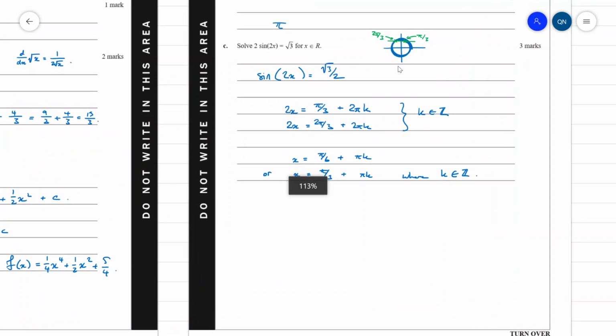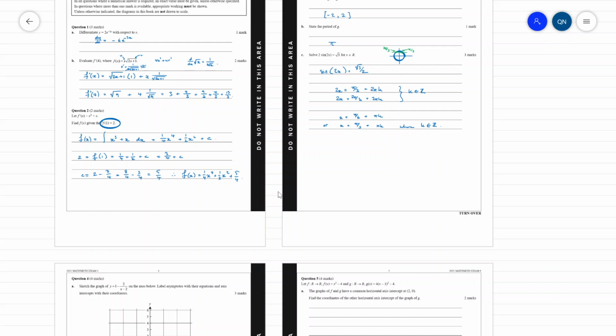Yeah, hopefully that made sense. So that's the answer for 3 marks.